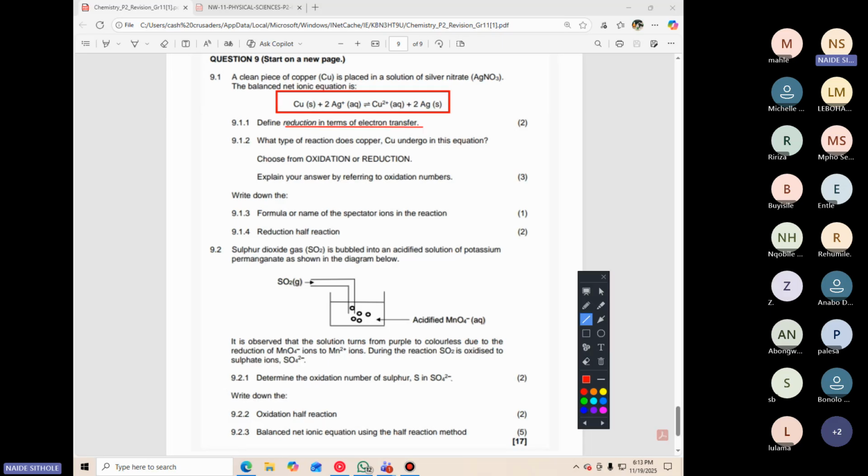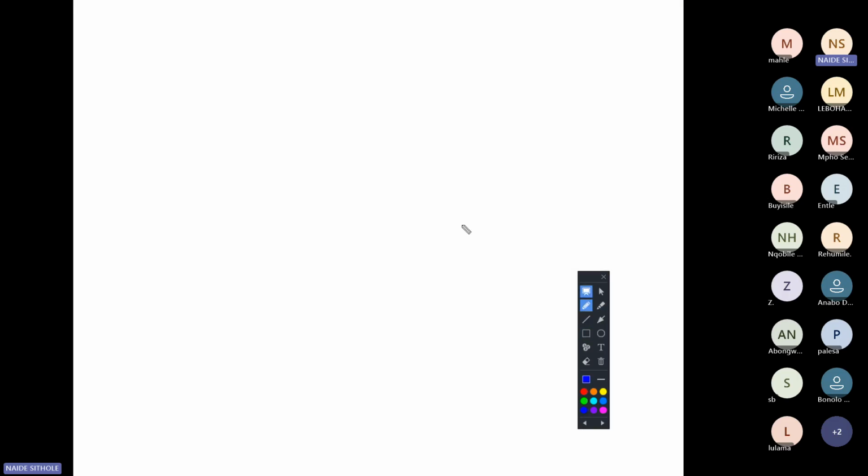They say in terms of electron transfer, that means this is routine again. This is where we define and say reduction is the gain of electrons. So if they say according to electron transfer, this is the definition. Awubali abo reduction is the decrease in oxidation number. That's in terms of oxidation number. So according to electron transfer, this is how you should write your definition. Reduction is the gain of electrons.